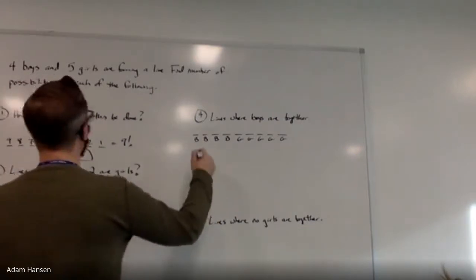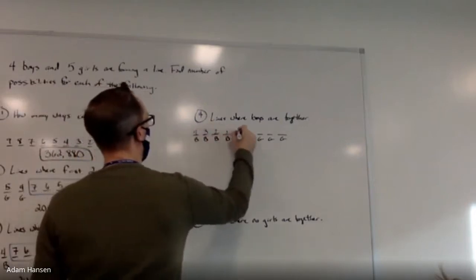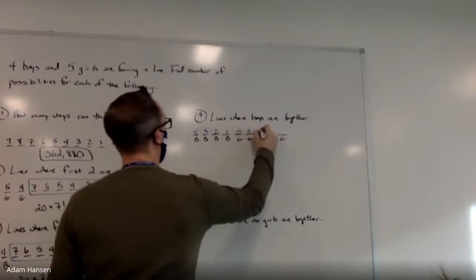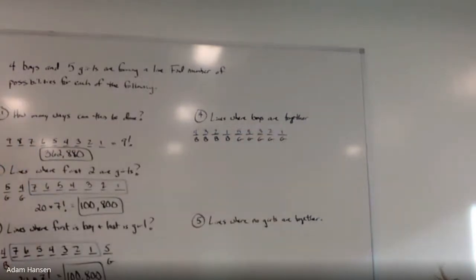How many boys are there? There should be 4 boys. So it's 4, 3, 2, 1 times 5, 4, 3, 2, 1. All the boys are in the first positions in line. All the girls follow at the end.